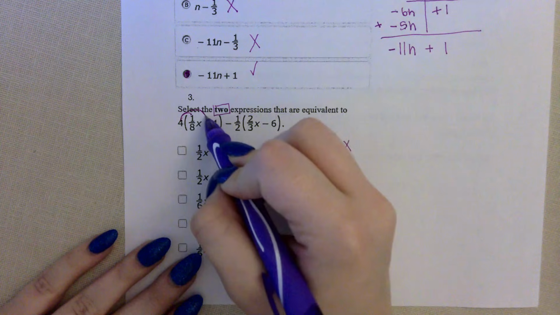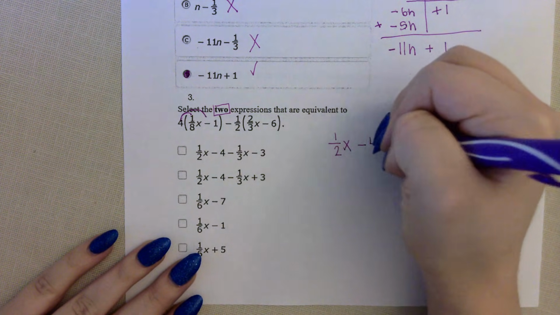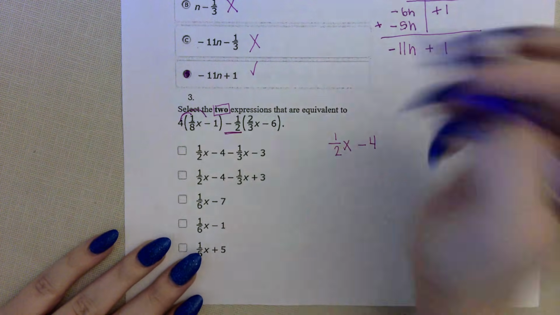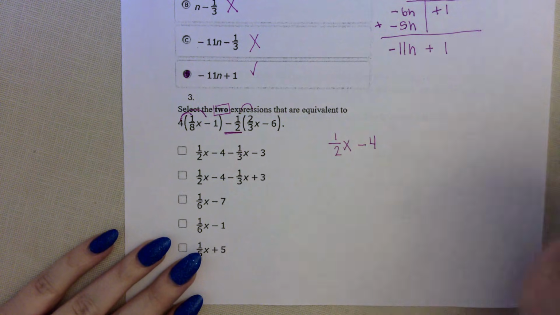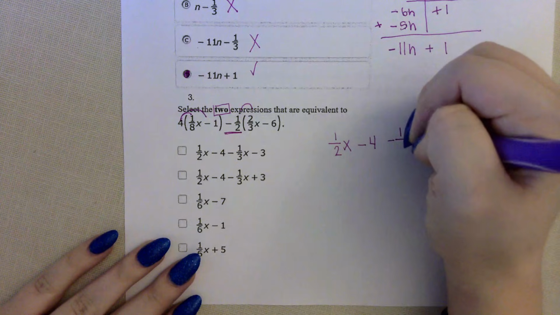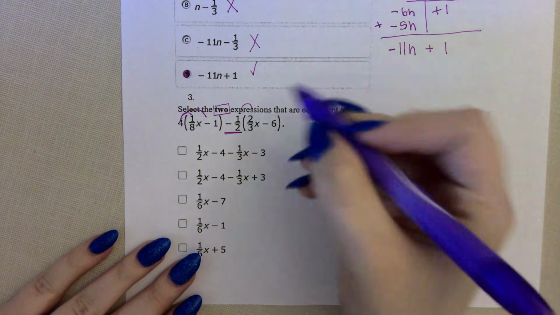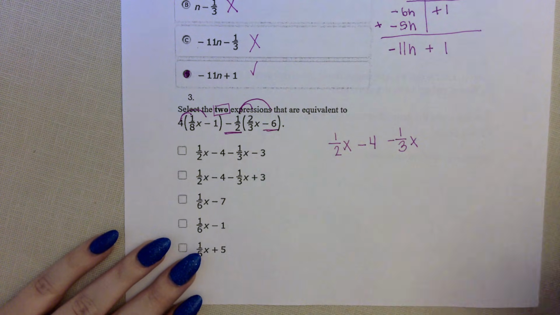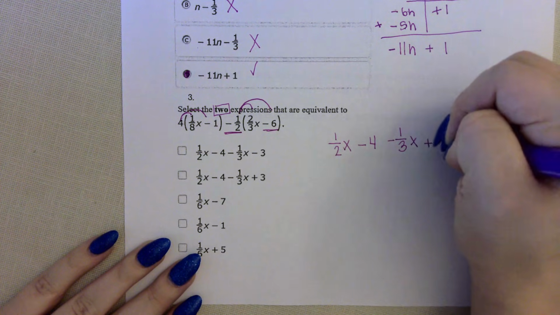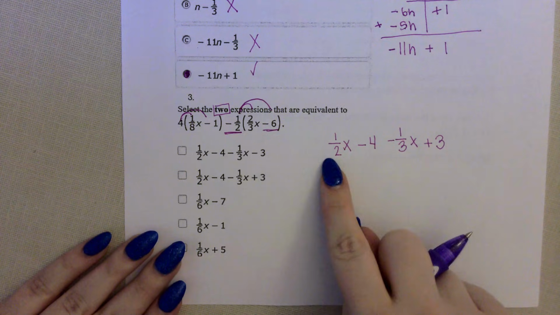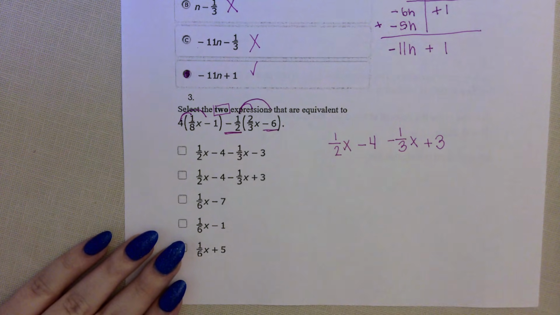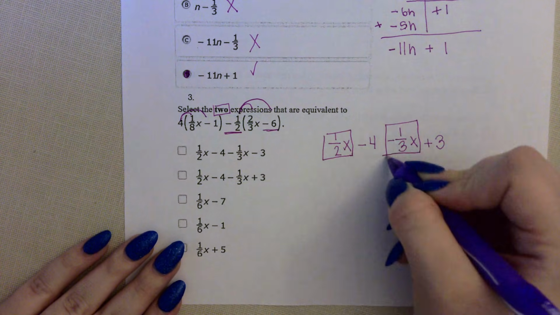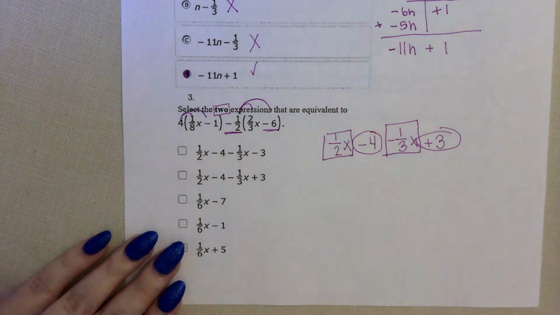I have 4 times negative 1, which gives me negative 4. This is a negative 1/2 times 2/3 x, which gives me negative 1/3 x. And last but not least, negative 1/2 times, remember this is a negative 6, which gives me positive 3. Now, I want to combine like terms. So I have a variable, and I have another variable, and I have a constant and a constant.